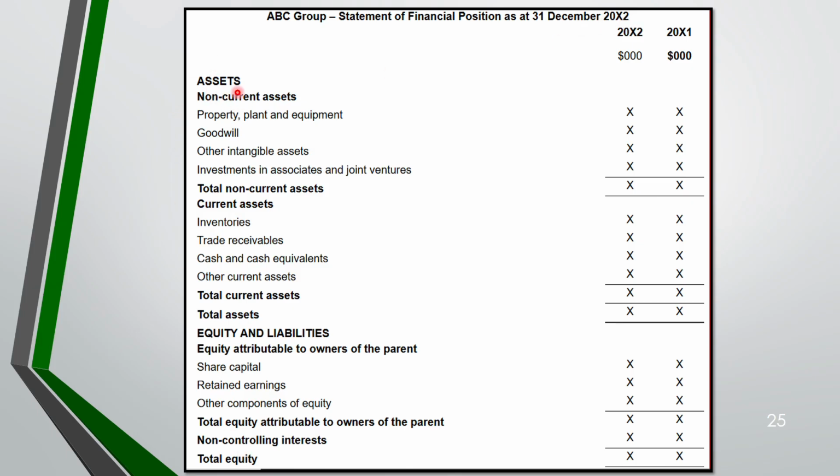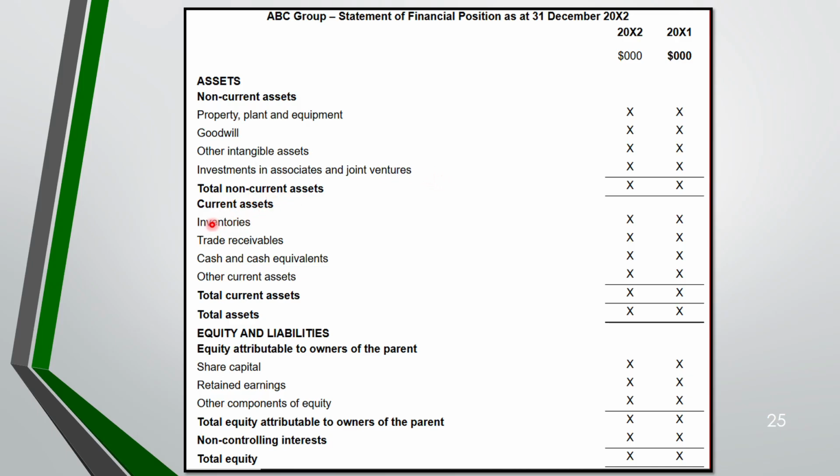Then this is how you start. Assets. Then you start with non-current assets. We always start with non-current assets first and then current. Under non-current assets, we have property, goodwill, intangibles, investment in associates and joint ventures. We add them together and we get the total non-current assets. For each of them, we have a separate standard. For example, for property, plant and equipment, we have IAS 16. Goodwill and intangibles, we have IAS 38. Investment in associates and joint ventures, we have IAS 28, which we are going to study in my later lectures.